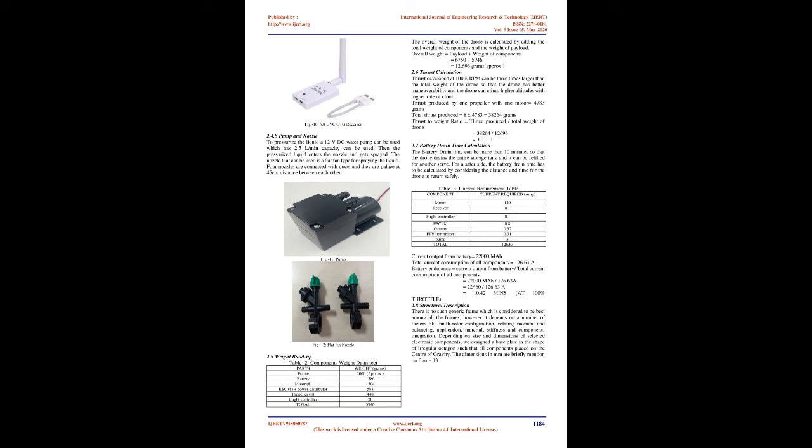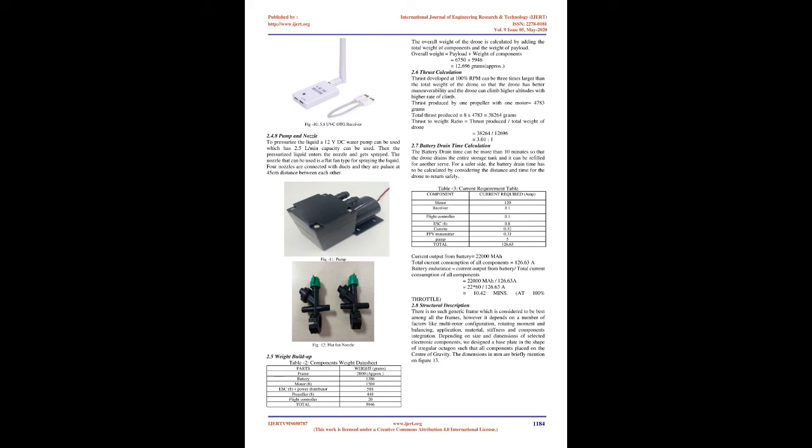2.4.8 Pump and nozzle. To pressurize the liquid, a 12 VDC water pump with 2.5 L/min capacity can be used. Then the pressurized liquid enters the nozzle and gets sprayed. The nozzle that can be used is a flat fan type for spraying the liquid. 4 nozzles are connected with ducts and they are placed at 45 cm distance between each other.